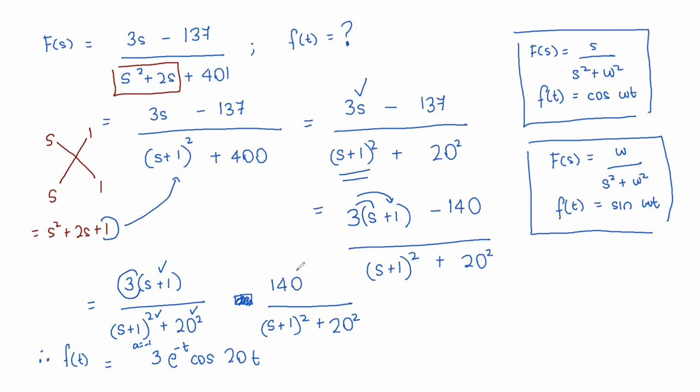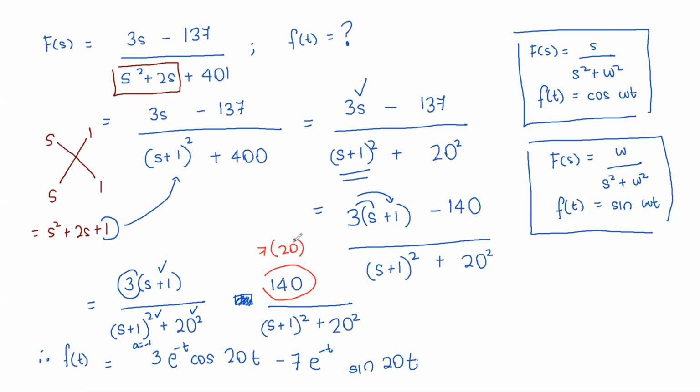The second one, 140 here, is actually minus 7. When you take minus 7, this becomes 20 on top here. So this will again be the first shifting theorem, e to the power of minus t multiplied with sine 20t.